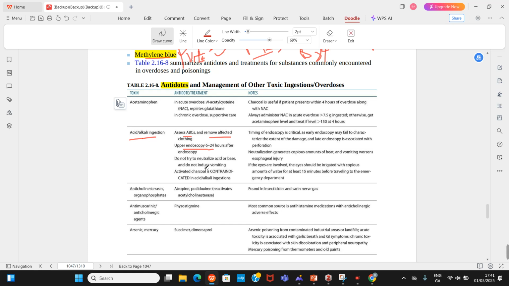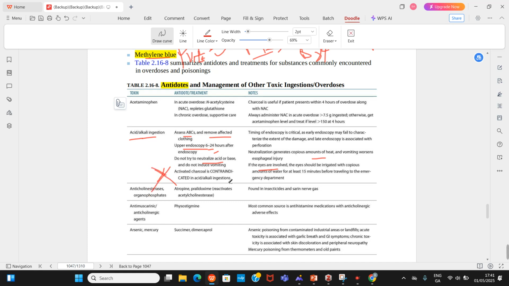So don't give anything that will neutralize. Don't pick any option that neutralizes the acid, because you generate too much heat that's going to worsen the problem. If the eyes are involved, just irrigate. We have talked about that. Always irrigate. Don't give syrup of ipecac, it's wrong. Don't give lavage, it's wrong. Just give supportive care, remove clothing, and do endoscopy, provided it's not more than 24 hours. Don't give charcoal. Wrong. Acid and alkali, wrong, activated charcoal.